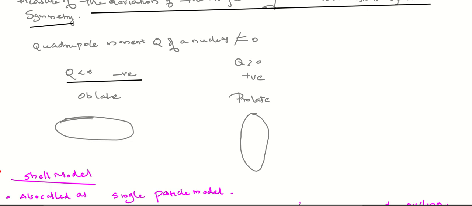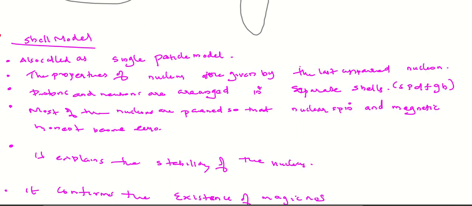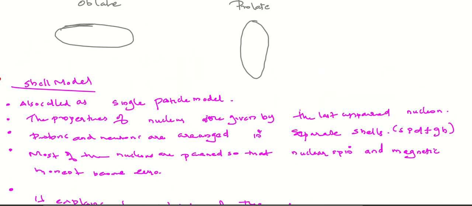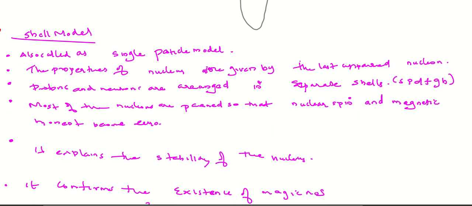Next, the shell model. Shell model is also called the single particle model. The properties of the nucleus are given by the last unpaired nucleon. The properties depend only on the last unpaired nucleon.